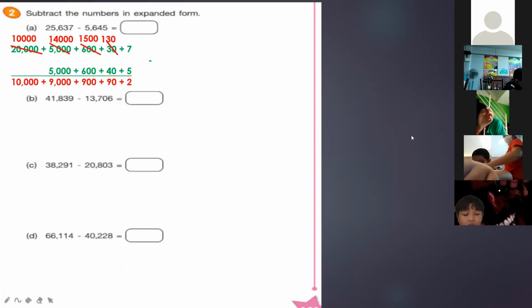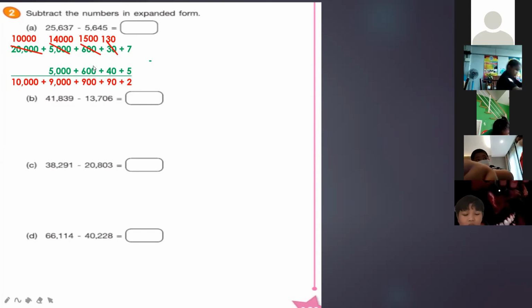Okay, so we're going to start subtracting from the ones place. So 7 minus 5 is equal to 2. Okay, so as we can see here, 30 is smaller than 40, so we're going to borrow from 600. So we're going to borrow 100 from 600. So 600 will become 500 and 30 will become 130. So 130 minus 40 is equal to 90.